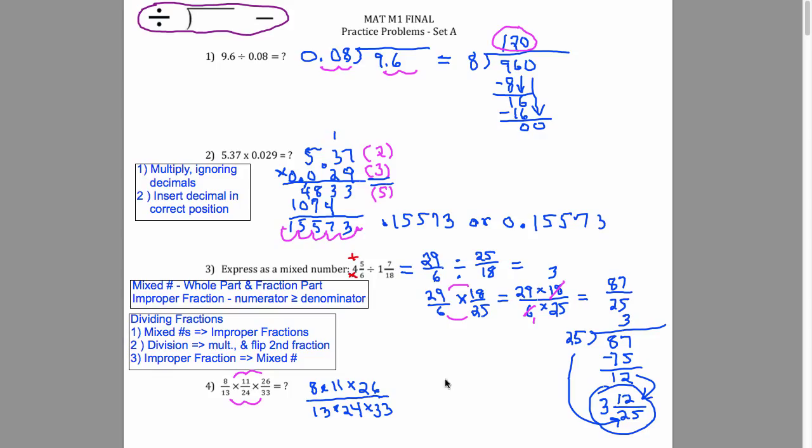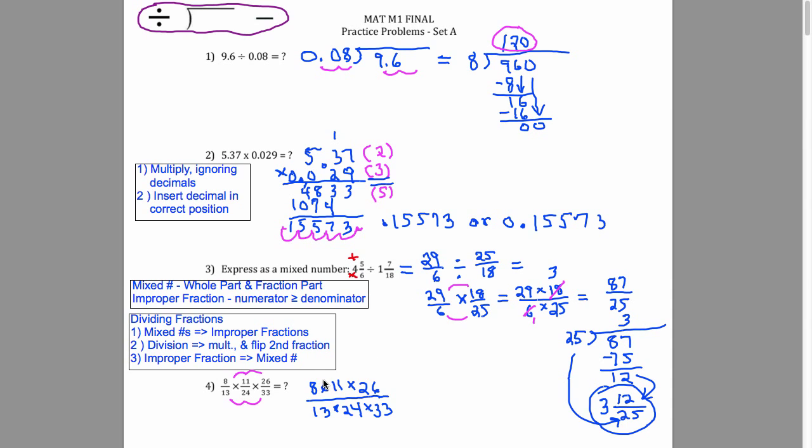Now you could multiply 8 times 11 times 26, that would be a mess, as well as multiplying the numbers in the denominator and then do a long division. But I think you know where I'm heading with this. I'm going to cross out first if I can. And it turns out real nicely.